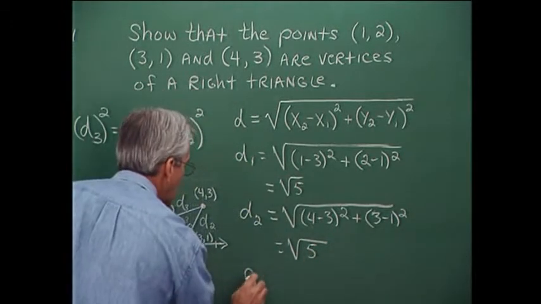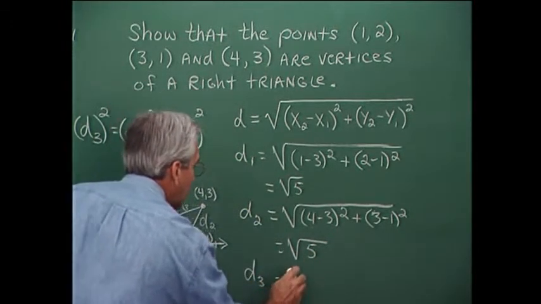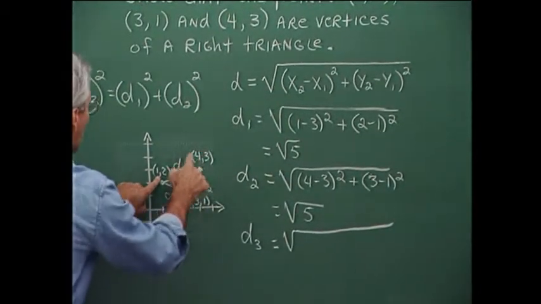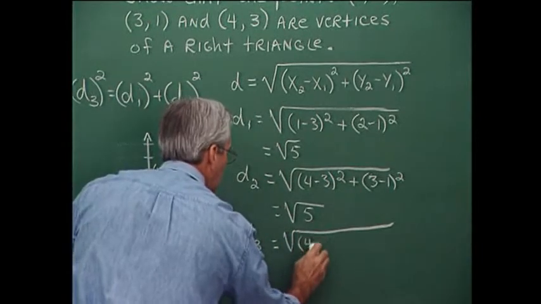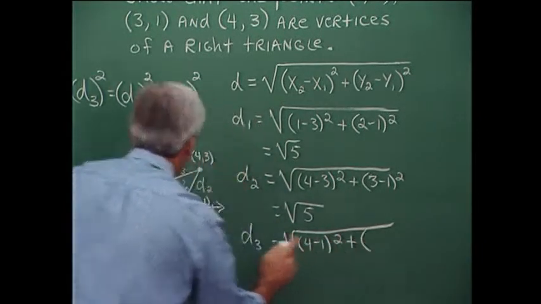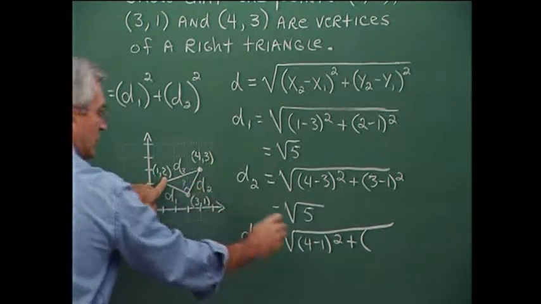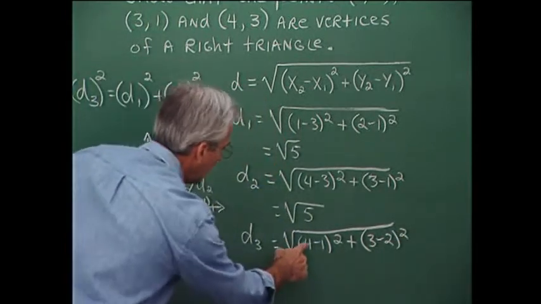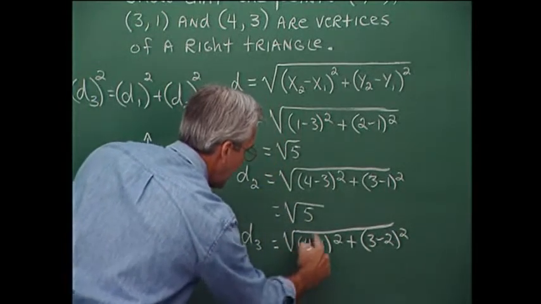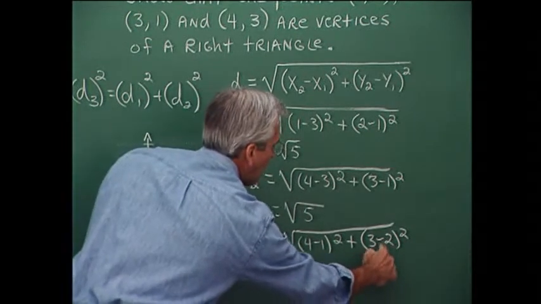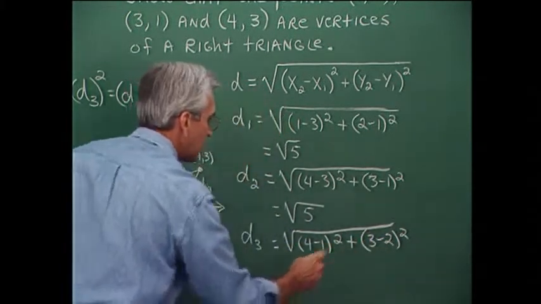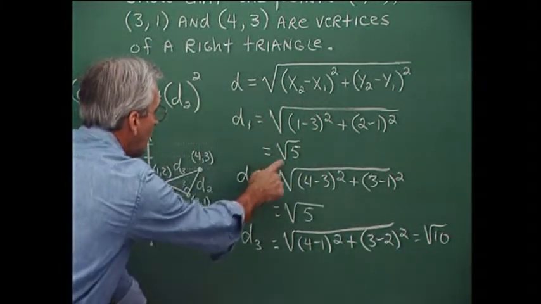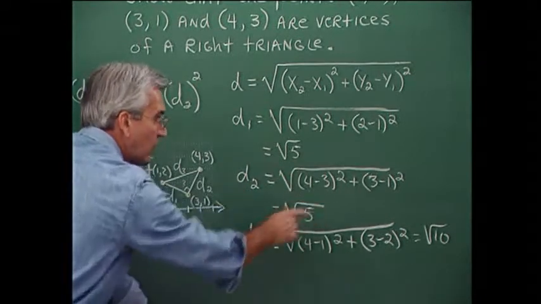Now, what about d sub 3? I've got the square root of, these two, 4 minus 1 squared, plus the difference in y's, 3 minus 2 squared. Okay, what is this? We have 4 minus 1, that's 3. 3 squared is 9. 3 minus 2, 1. 1 squared is 1. 9 plus 1, that's 10. So we have here the square root of 10. All right. So d sub 1, square root of 5. D sub 2, square root of 5. D sub 3, square root of 10.